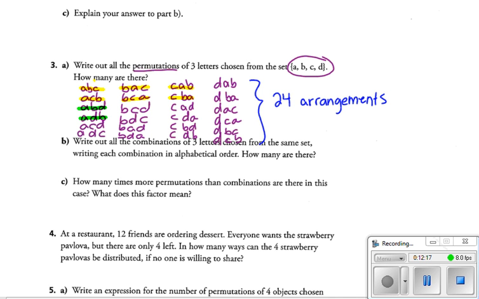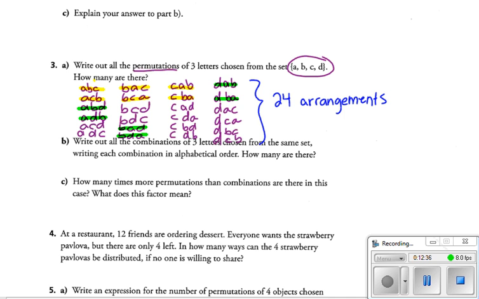ABD, ADB, where are BDA and BAD, and over here, right? DAB and DBA. Those would all be the same thing as well. So write out all the combinations of 3 letters. So what are all the combinations of our 3 letters?